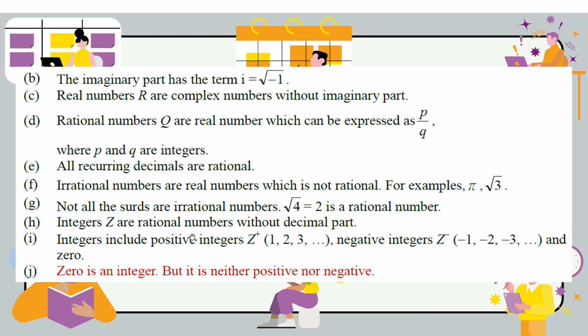And irrational numbers are real numbers which cannot be expressed as p over q, for example pi, square root of 3. But be careful, not all roots are irrational. Square root of 4 is 2, a rational number. Integers are rational numbers without decimal parts, which means the q is 1. Integers include the positive integer set, the negative integer set, and 0. 0 is an integer, but not positive or negative. So remember, C is complex number, R is real number, Q is rational number, and Z is integer.